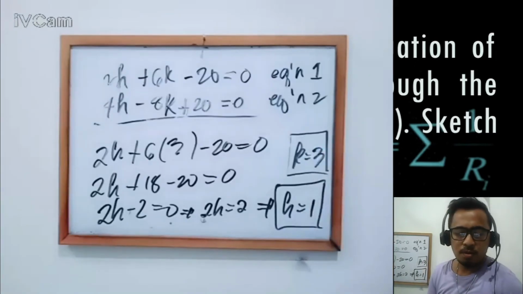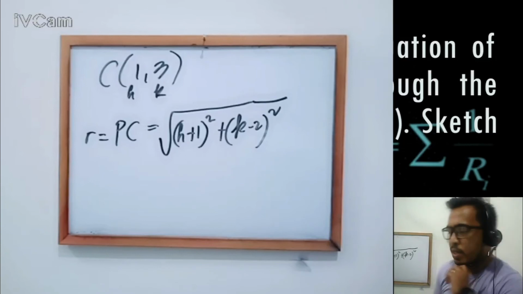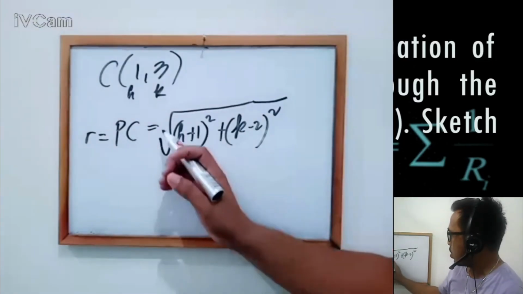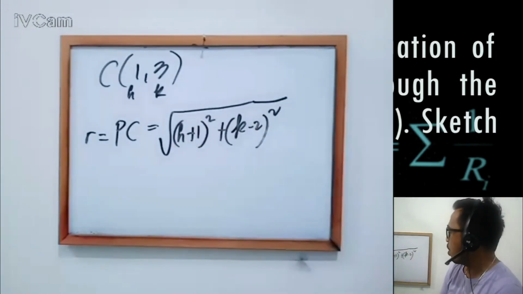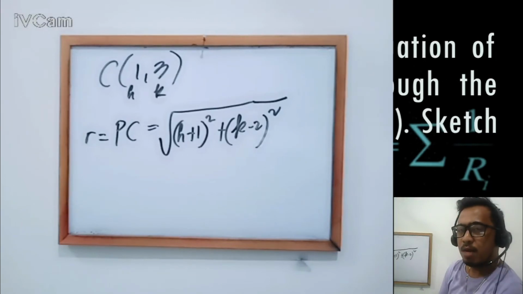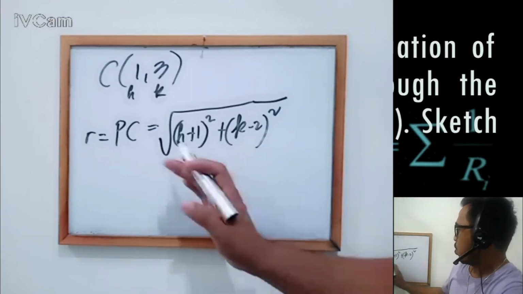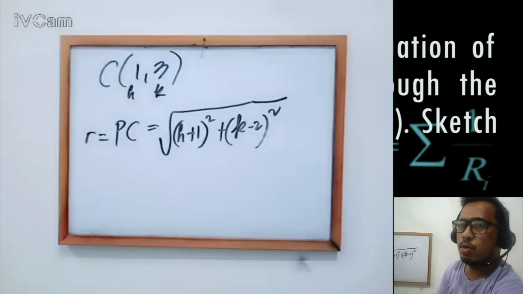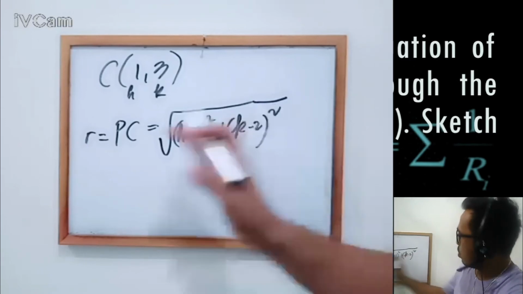So our problem now is to find the value of the radius so that we can give the equation of the circle. Remember, the PC in the previous equation is just equal to the square root of the quantity (h + 1)² + (k − 2)². So we will now be using this in finding the r. Or you may also use the QC or the RC. Let us use the PC.